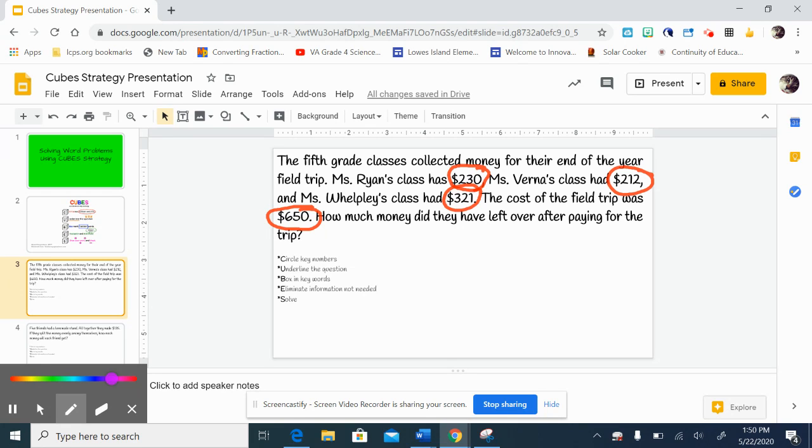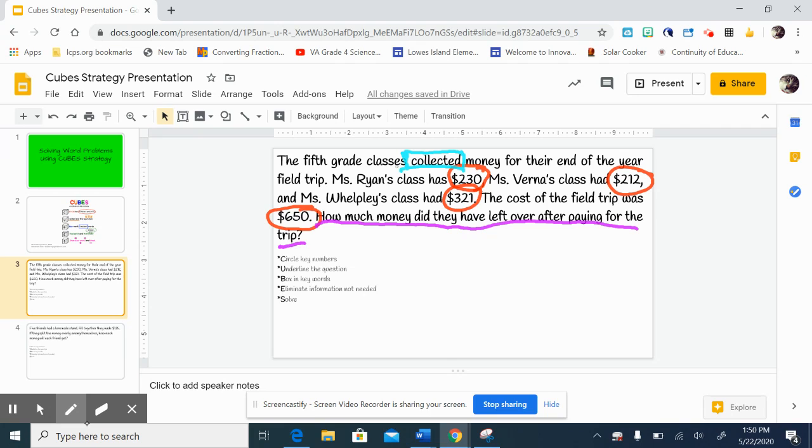I'm going to change my color here, and then I'm going to underline the question. What ultimately am I trying to figure out? Ultimately, I'm trying to figure out how much money they had left over after paying for the trip. Okay, I'm going to box in keywords, and I'm going to start to think what operations they might align to.